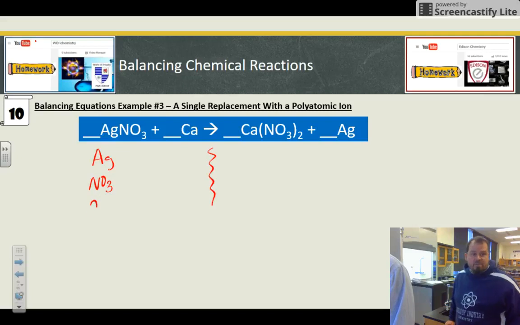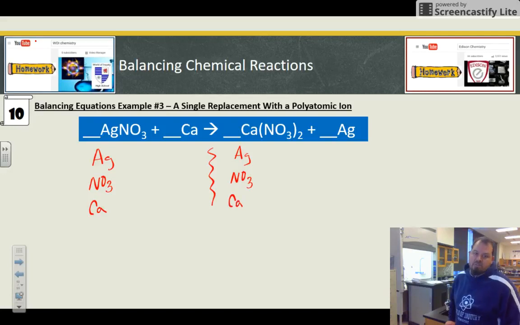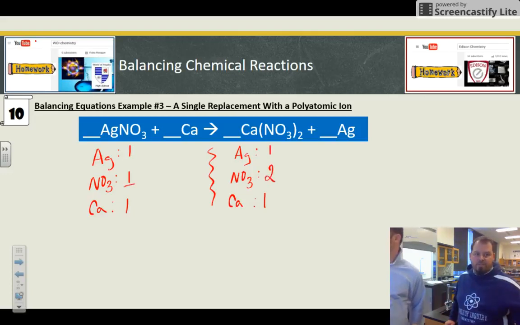So I see NO3 on both sides, so I'm just going to write it as a single element. It makes it easier. Trust me. Okay, so now I just count them up. I have 1 Ag on the left side, and I have 1 NO3. I have 1 Ca. I have 1 Ag. I have 2 NO3s and 1 Ca. So let's balance the NO3s and see what happens.